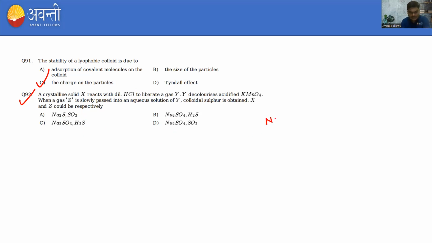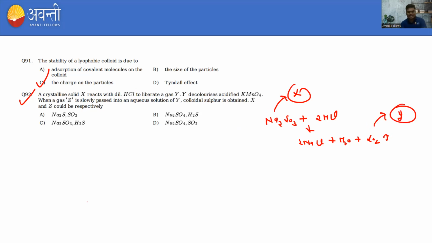We know that whenever Na2SO3 reacts with HCl, it forms 2NaCl plus H2O, and SO2 gas is liberated. So this is X, and this gas that is liberated is known as Y. So we can easily identify X and Y, right? Now this Y, that is SO2, reacts with H2O to form H2SO3. So which is the correct option for this question? That is option C, Na2SO3 and H2S.